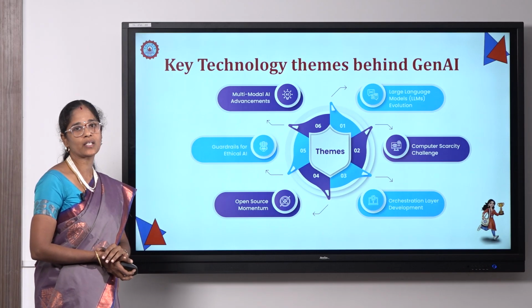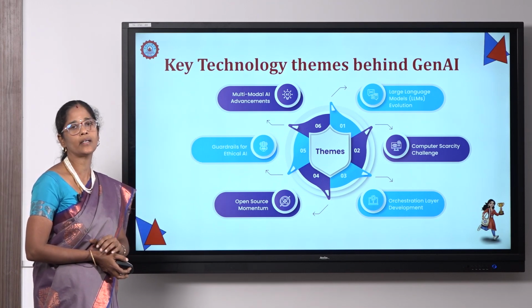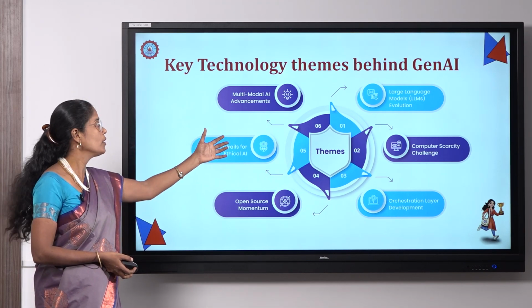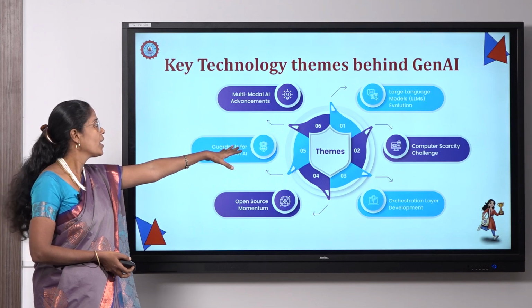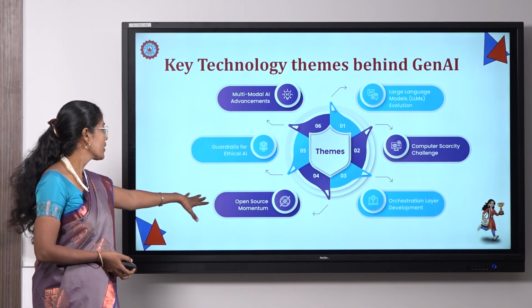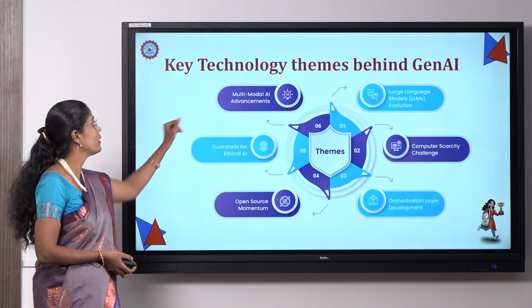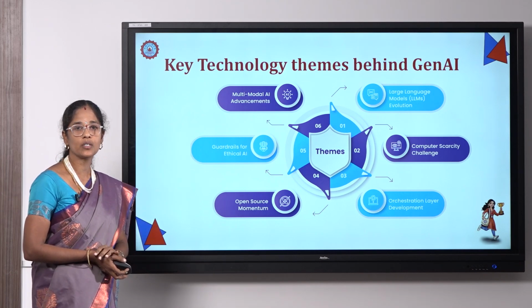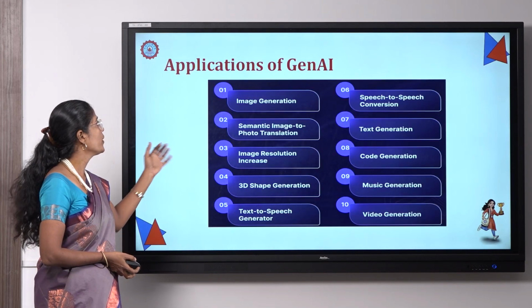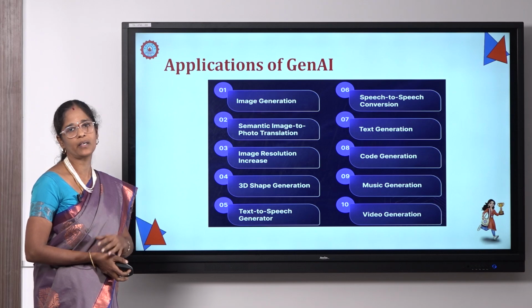So, one is the LLMs, large language models. These large language models handle the data properly, how big a function we are giving, how big the data we are giving, all this is handled with these LLMs. And moving on, the computer scarcity challenge, orchestration of layer development and open source momentum, and concerns for ethical AI and multimodal AI. With all these features in hand, generative AI is able to perform the best. Moving on to the different applications, till now I discussed the features. The features are one of the applications we can say.